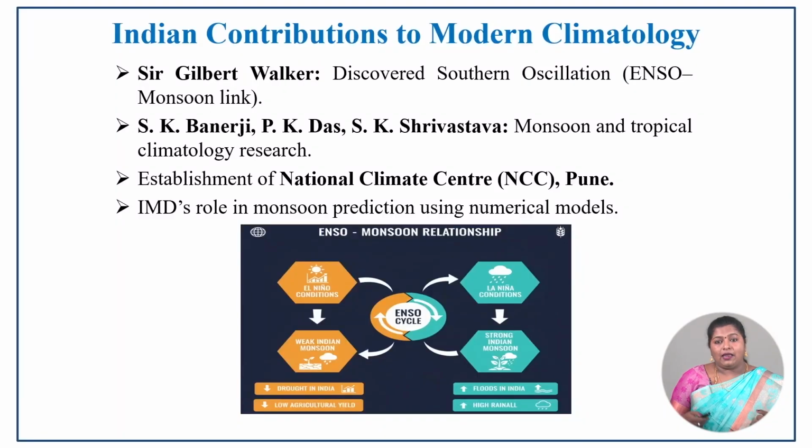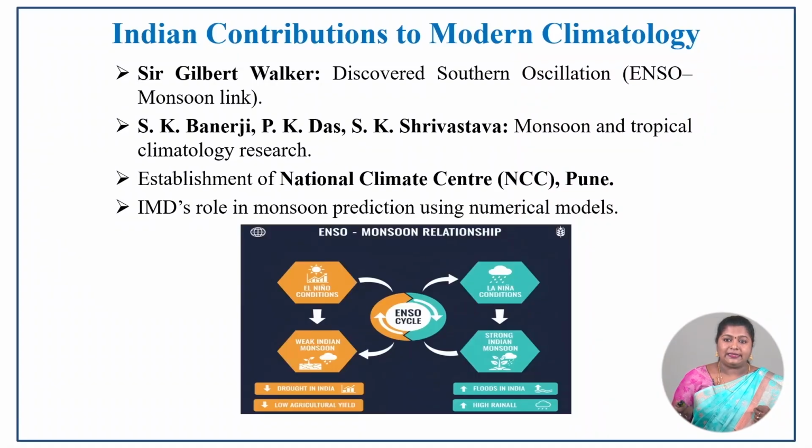Among Indian contributions to modern climatology, Sir Gilbert Walker discovered the Southern Oscillation, where ENSO and the monsoon were linked. S.K. Banerjee, P.K. Das and S.K. Srivastava carried out research on monsoon and tropical climatology. The establishment of the National Climate Center in Pune happened in this era, along with the IMD's role in monsoon prediction using numerical models.